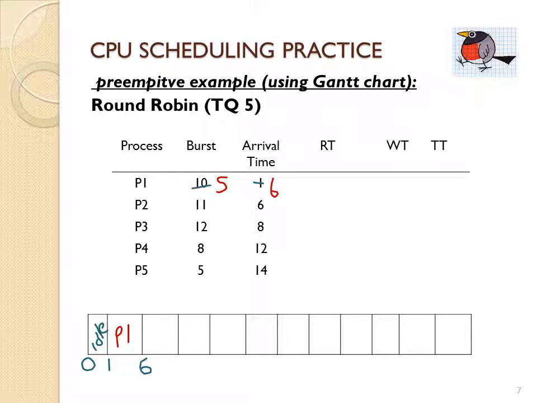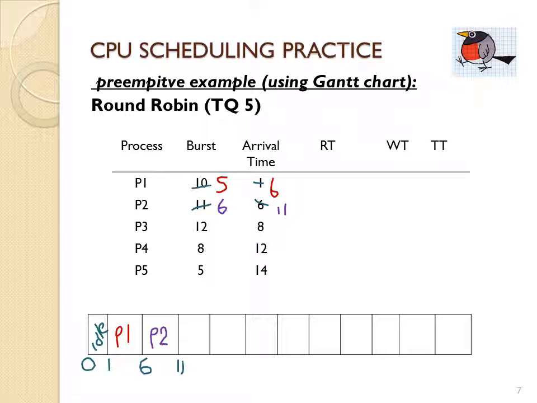Now the current time is 6, and in our ready queue we have both P1 and P2, and I chose to do this on purpose because on a test or an assignment at this time, either P1 or P2 could go at time 6 because they're both in the ready queue. I'm going to choose to do P2. So I chose to give P2 a chance, and it will go for its 5 time units. It will have 6 left and a new arrival at time 11.